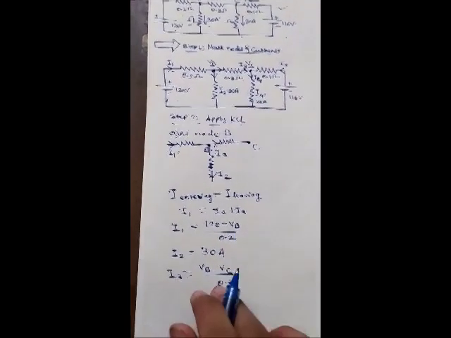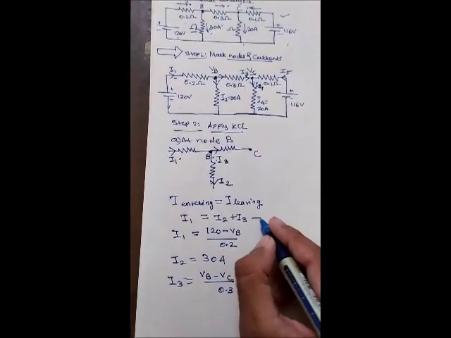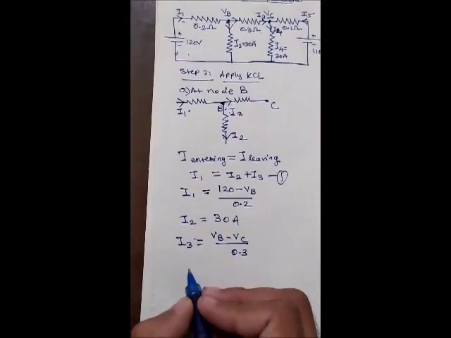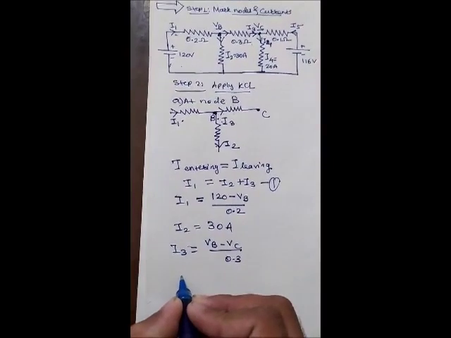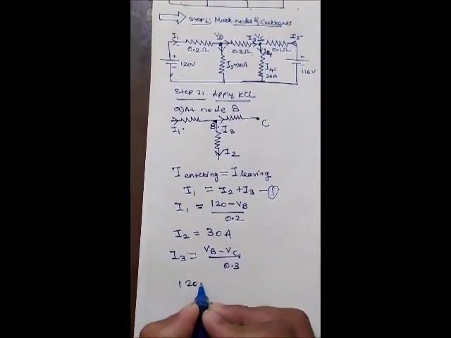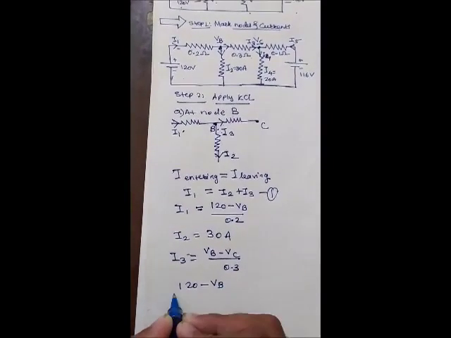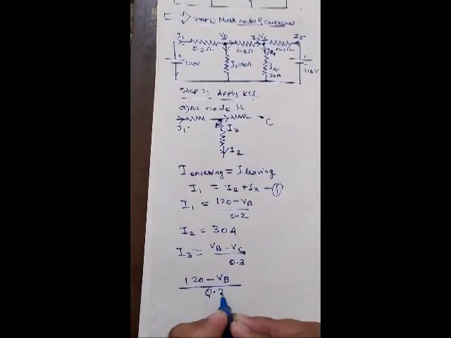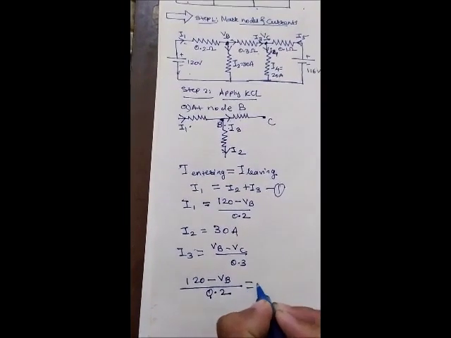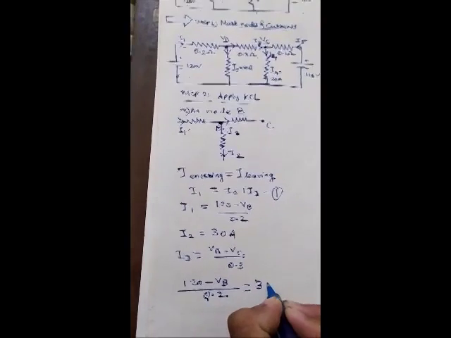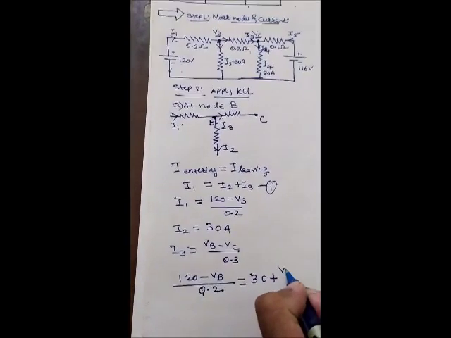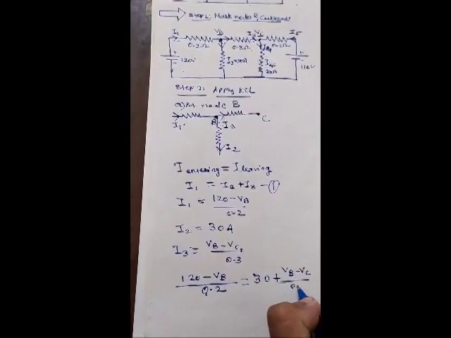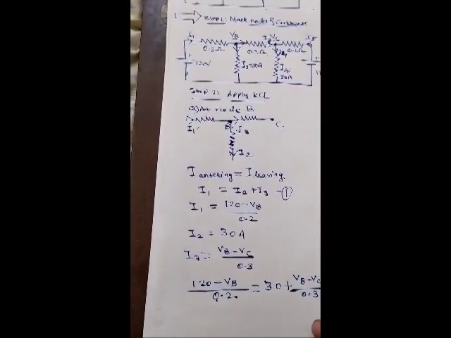Okay, these are the values of I1, I2 and I3. Put this in equation number 1. Equation number 1 मध्ये जर put केला, so this equation becomes (120 minus VB) divided by 0.2 is equal to I2, which is 30, plus (VB minus VC) divided by 0.3.